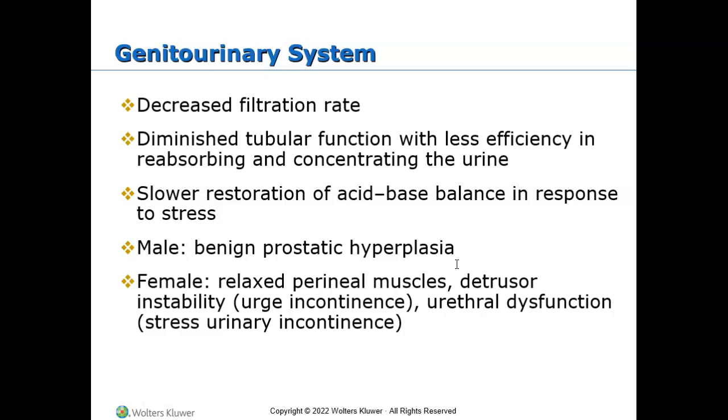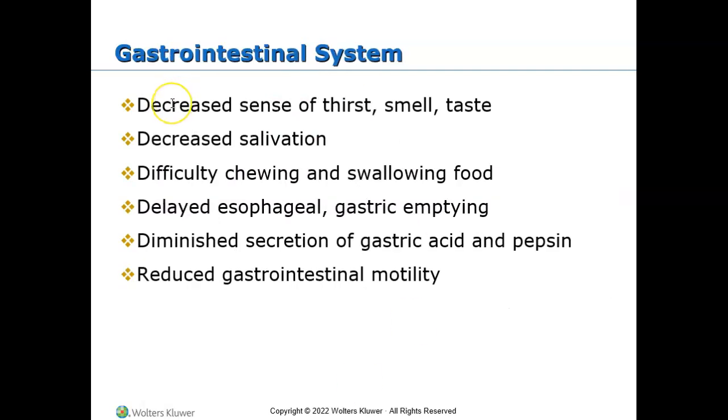Females, most of them do have relaxed perineal muscles, which is, again, where we were talking the other day about doing those pelvic floor muscle exercises. That helps to delay that. And so when they have this reduced stability in those muscles or those sphincter muscles, then we can have urge incontinence and stress incontinence, which are both treatable as long as we know and we're assessing for it.